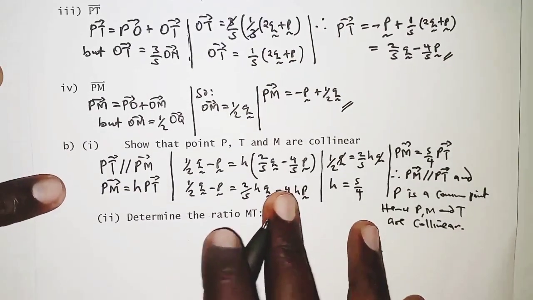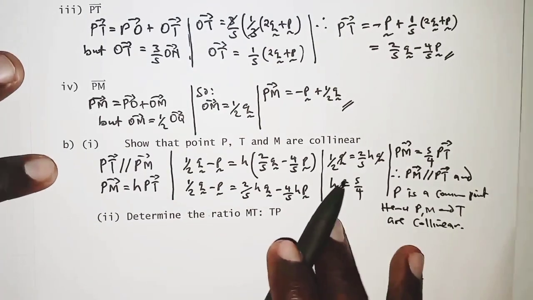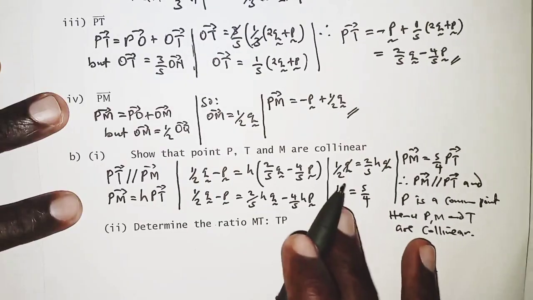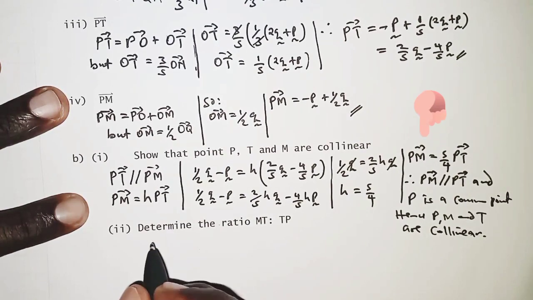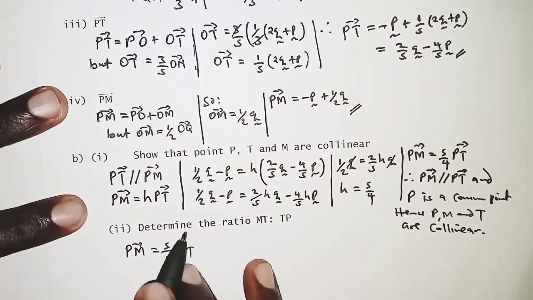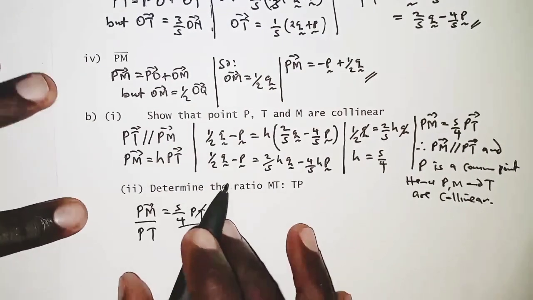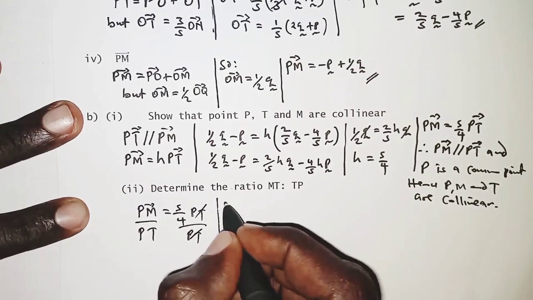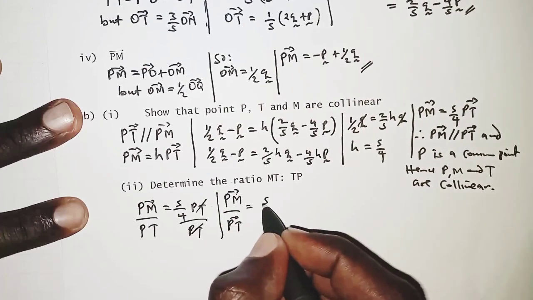Lastly, we are asked to determine the ratio M to TP. So what you're going to do is this. We have PM is equal to 5/4 PT, of which if we divide both sides by PT, we're simply going to have PM over PT is equal to 5/4.